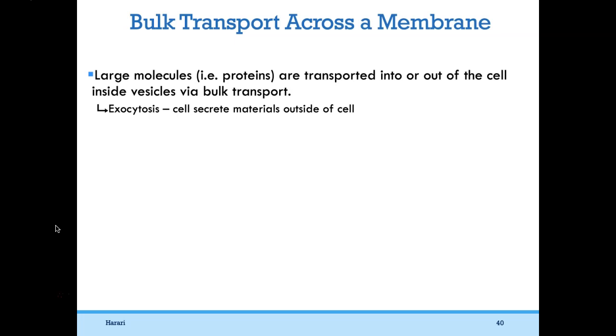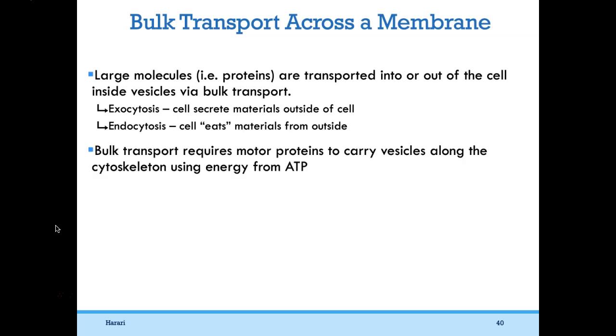And if we're trying to get cells to secrete materials out, right, we're trying to get stuff outside of the cells, we call that exocytosis. Exo means outside. So when we get materials outside of the cell, we call that exocytosis. If we're trying to get stuff inside of the cell, we call that endocytosis. Right? If the cell eats materials from the outside, that's endocytosis. And regardless whether it's exo or endocytosis, that's called bulk transport. And bulk transport requires motor proteins to carry these vesicles along the cytoskeleton using energy from ATP.